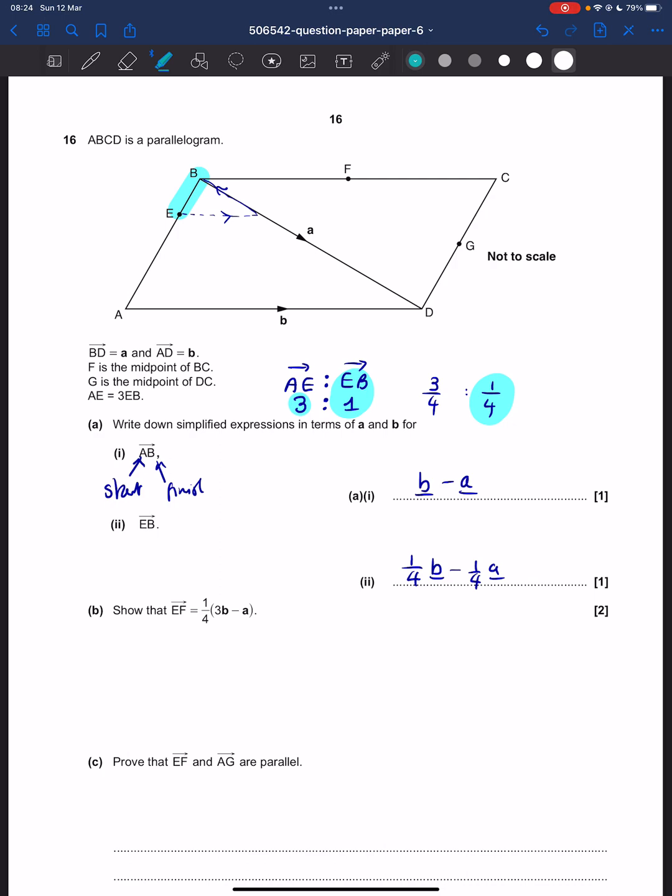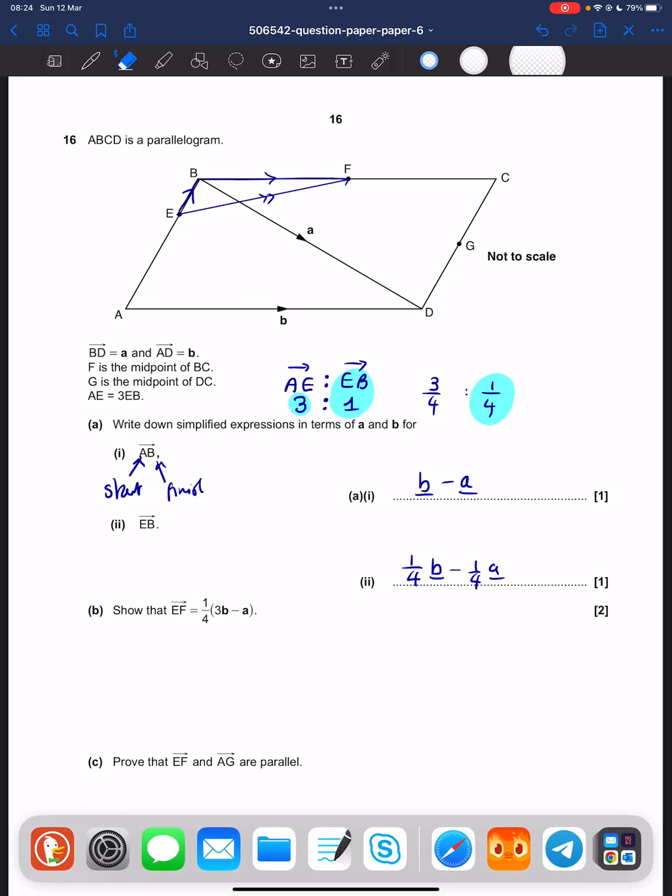Show that E to F is 1/4 of 3B minus A. Right. E to F. Just rub out these bits so we don't get muddled. E to F. Okay, so to get from E to F, we've got to do that bit. That's where we want to go. And then that bit. Okay. Right, E to F.